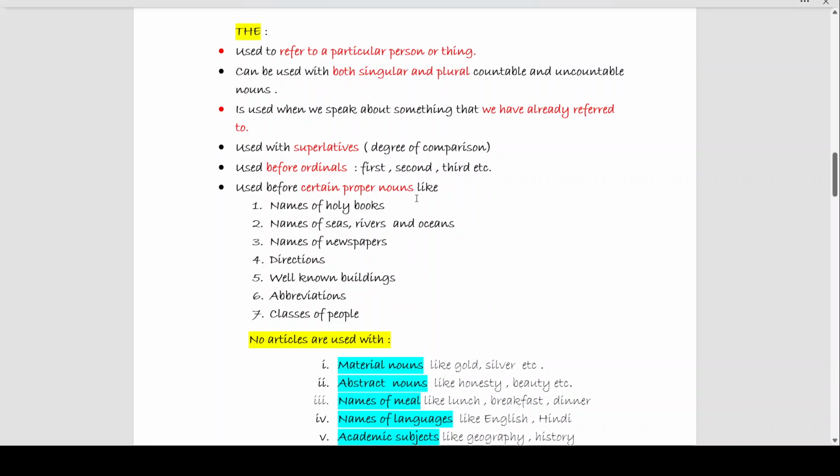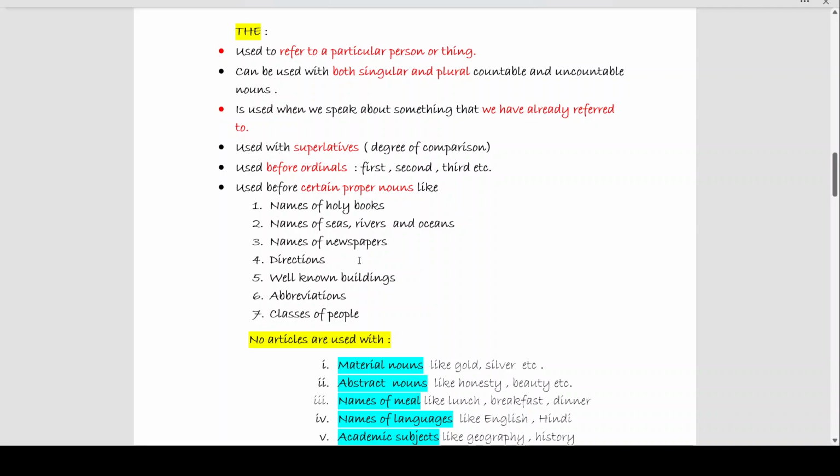It is used before certain proper nouns, like names of holy books: the Bible, the Quran, the Bhagavad Gita. Names of seas, rivers, and oceans, like the Ganga River, the Brahmaputra, the Caspian Sea. So these are all certain proper nouns, before which we use the definite article "the". Names of newspapers: we say the Hindu, the Times of India. We don't say "a Hindu" or "a Times of India". We say "the" because these are certain proper nouns.